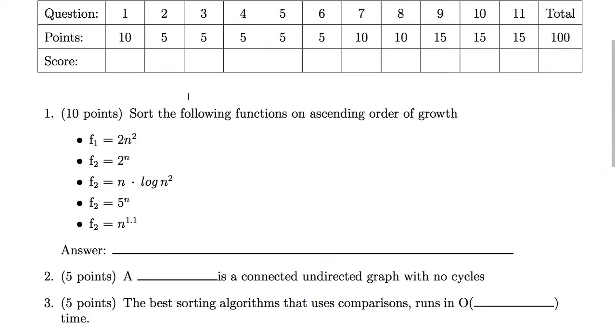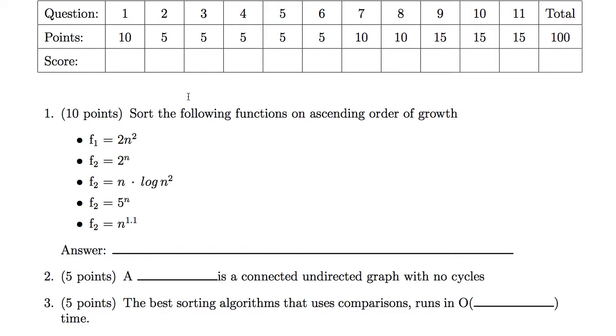So the following functions in ascending order of growth, most of you actually got tricked by me. Mwahaha! Which one is smaller? Most of you got all the other ones, right? Except for the third and the fifth one over there. Which one is less? N to the 1.1 or n times log of n squared? N log n squared is eventually going to be smaller, right?